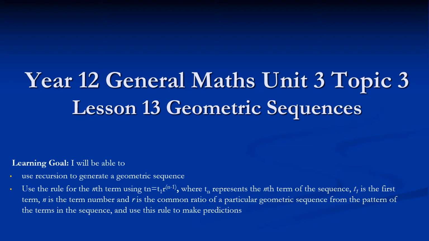So the purpose of today's lesson is that you should be able to use recursion to generate a geometric sequence. And we're going to use the rule for the nth term, Tn, or T sub n, equals T1 times r to the power of n minus 1. So that's where Tn represents the nth term of the sequence. T1 is the first term, n is the term number, and r is the common ratio of a particular geometric sequence from the pattern of the terms in the sequence. And then we're going to use this rule to make some predictions.